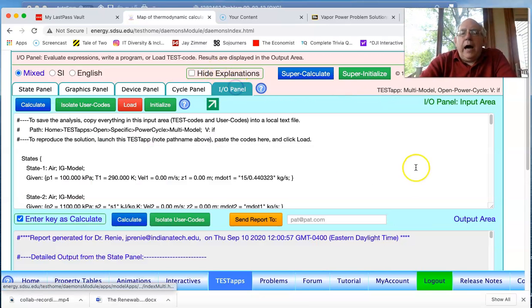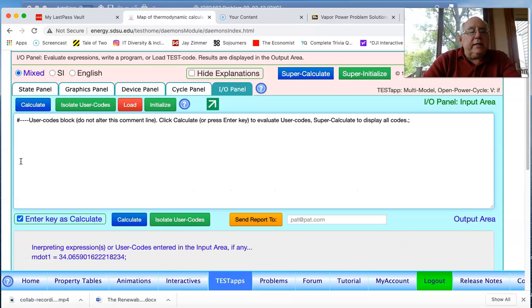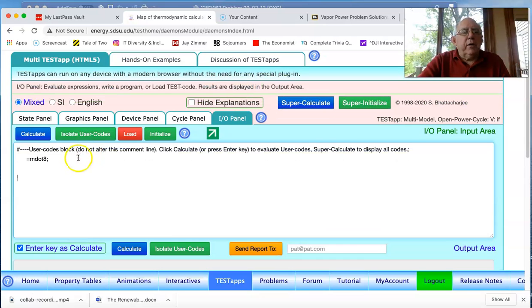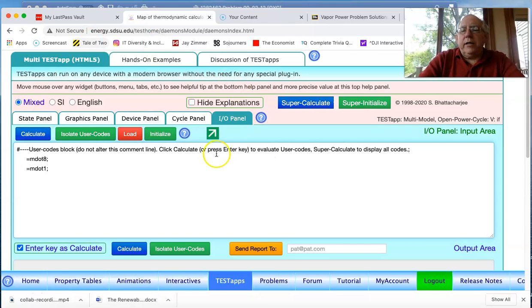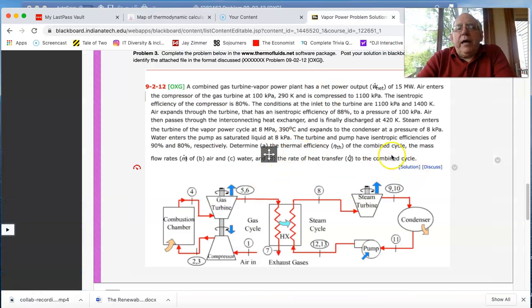What we can do is go to the I/O panel, and in order to output, we can put in equals m.1, and we see that that's 34 now instead of 1 kilogram per second. And we can also put in m.8, and that would then be the 5.288. And so those are our two values of mass flow rate that are necessary to answer the problem. So 5.288 and 34.06.